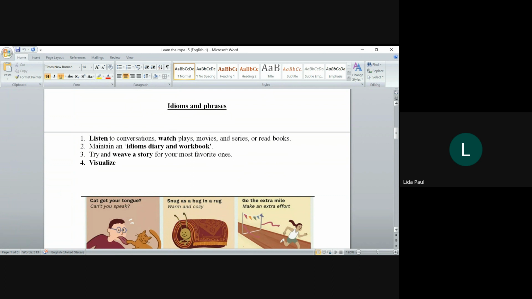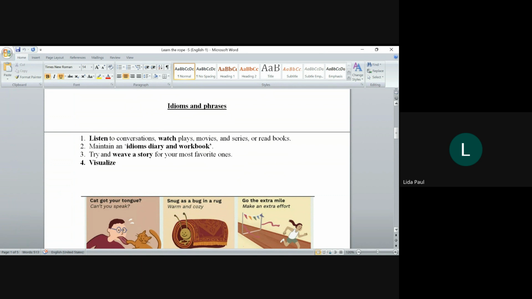That is, say, series or movies or plays, right? Or even songs. If you listen to the English songs, then they also make use of a lot of these phrases and idioms, right? Then maintaining an idioms diary and workbook. Again, when you're doing this diary thing or the workbook thing, it's not like, I took 10 phrases or 10 idioms and then I put it in a chart and I studied.